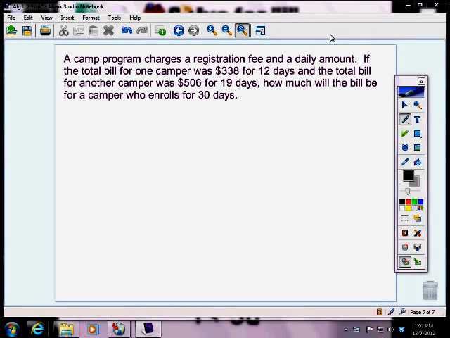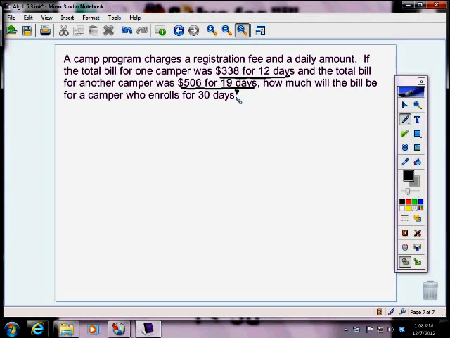Let's look at an example of how we can take two sets of information, set up some relations, some ordered pairs, and use that information to write a linear equation. Here's what I mean. The camp program charges a registration fee and a daily amount. If the total bill for one camper was $338 for 12 days, and the total bill for another camper was $506 for 19 days, how much would it be for a camper who enrolls for 30 days?